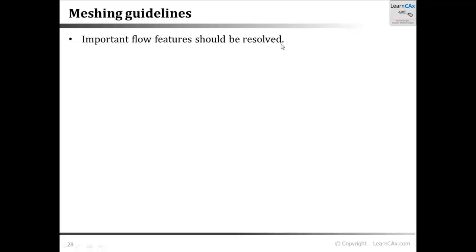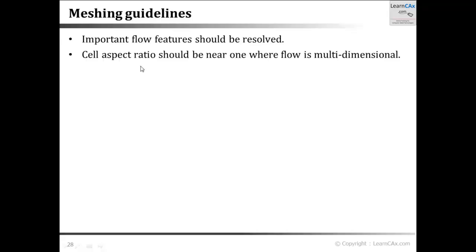So important flow features should be resolved whenever a mesh is generated. So curves, wherever there are any flow changing or flow deviating parts, or parts that are very close to wake regions or separations, and surfaces along which the boundary layer has to be captured. Along these surfaces or regions, a very fine mesh is needed in order to resolve the flow phenomenon. Cell aspect ratio should be near 1 wherever there is multi-dimensional flow, or as close as possible to 1. Away from regions of predominant gradients, we can keep the aspect ratio at about 5 to 10.